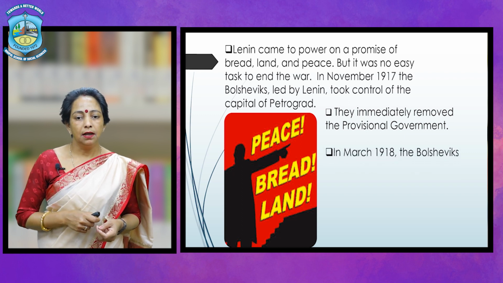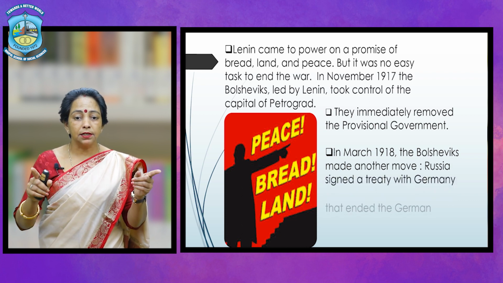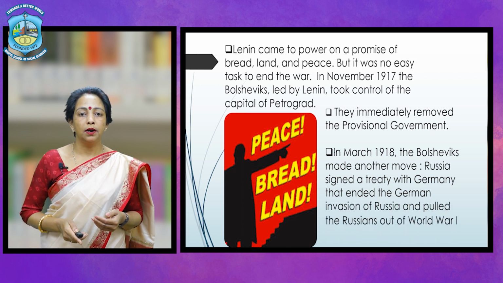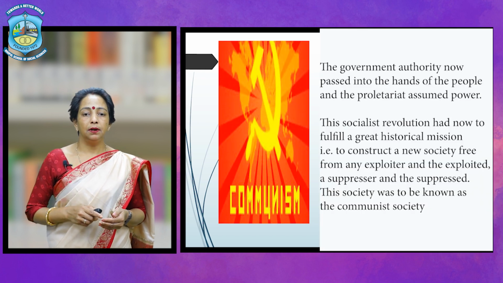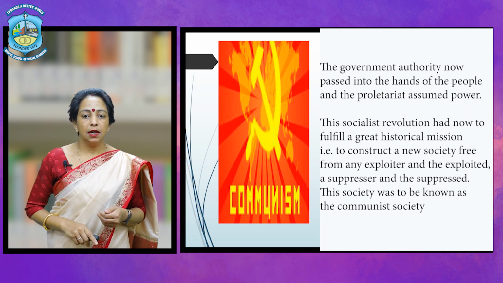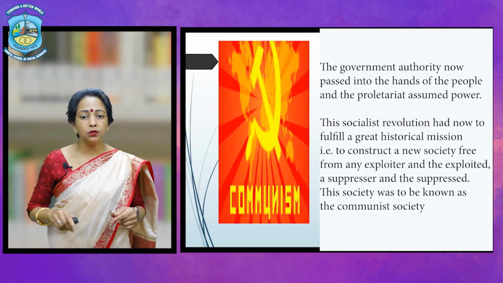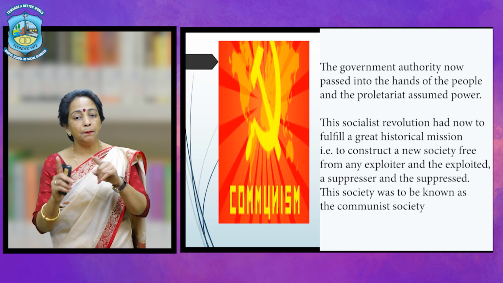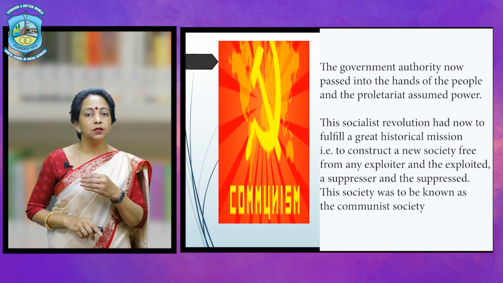In March 1918, the Bolsheviks made another move. Russia signed a treaty with Germany that ended the German invasion of Russia and pulled the Russians out of World War I. The government authority now passed into the hands of the people and the proletariat assumed power. The socialist revolution now had to fulfill a great historical mission, that is to construct a new society free from any exploiter and the exploited, free from suppressor and the suppressed. This society was to be known as the Communist Society.